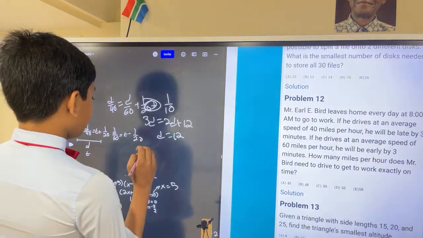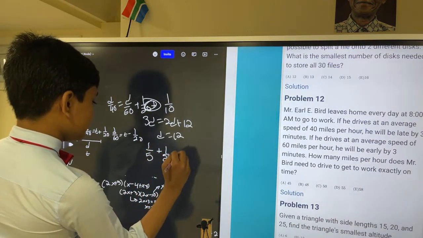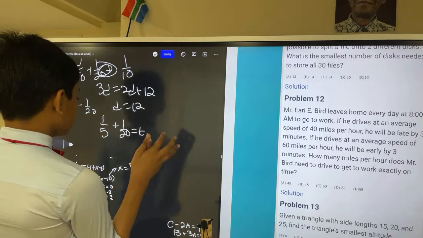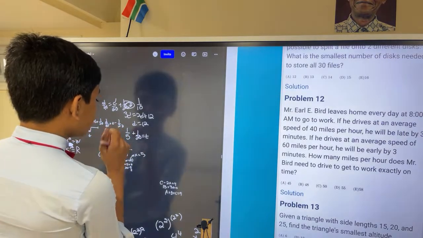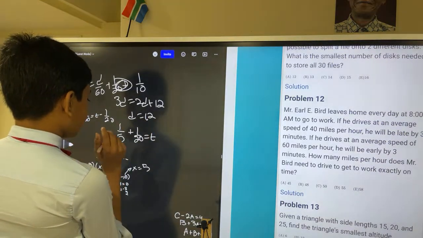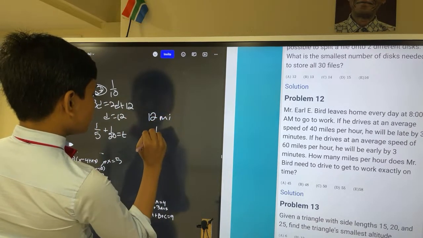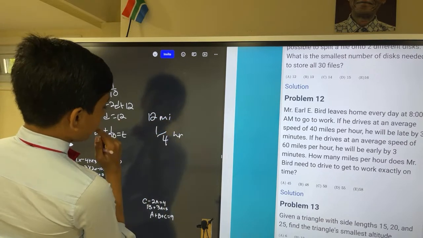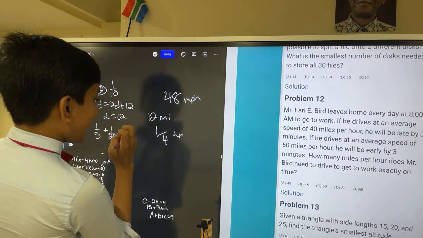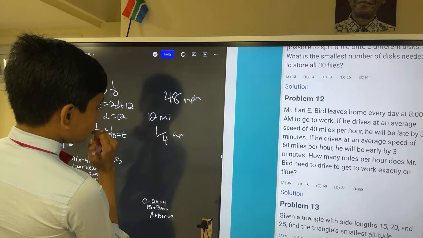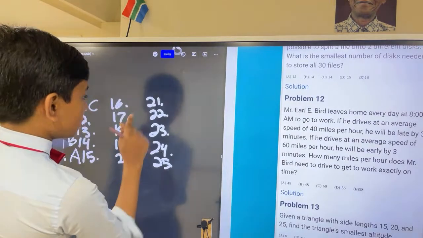So then that means that 1 over 5 plus 1 over 20 equals T in hours. So he needs to cover 12 miles in, is that 5/20s, which is 1/4. So he needs to cover 12 miles in 1/4 of an hour, which means he needs to drive at 48 mph to get there exactly on time, right? Yup. Okay, so the temptation towards C did not work. The answer should be B.